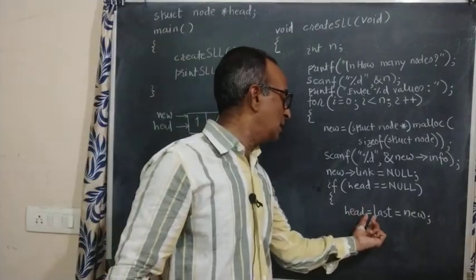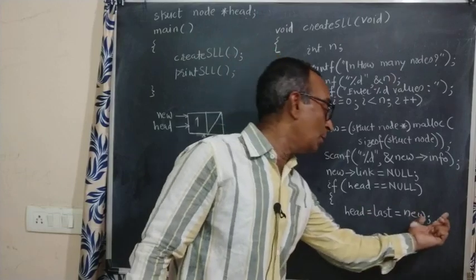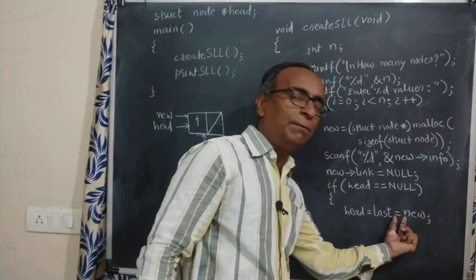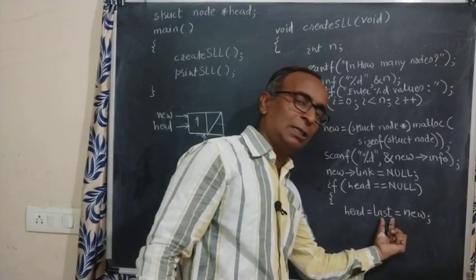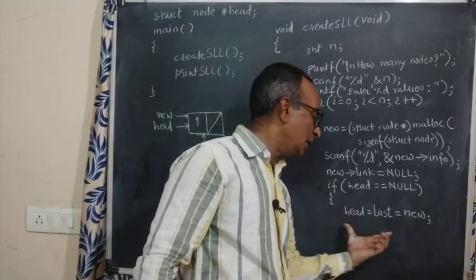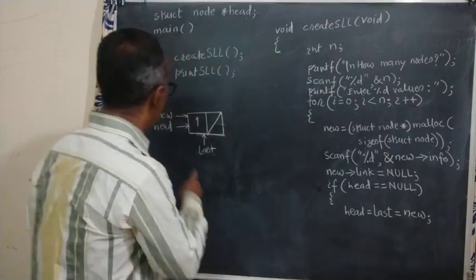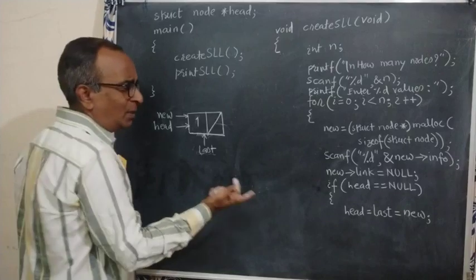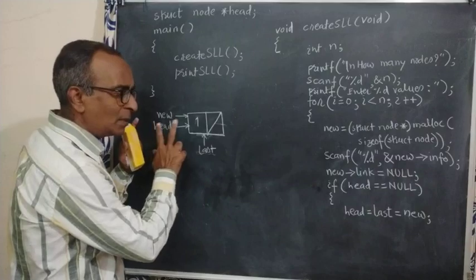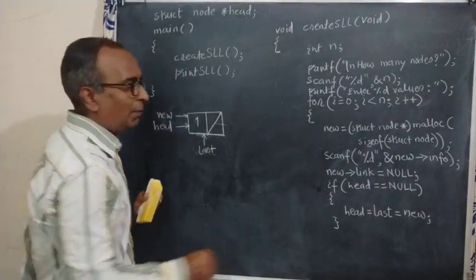because this is an assignment operator. Assignment operator has associativity from right to left. The rightmost assignment will be done first. New will be given to last, and whatever value was given will be given to head. So by this one statement, you are setting head and last to point to new. That's it. If it is an empty linked list, you do this adjustment and that node is inserted.